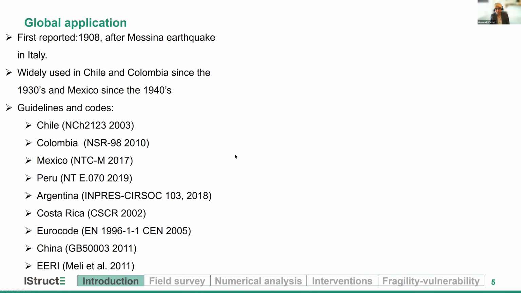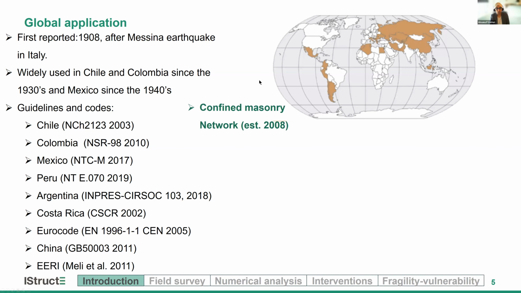So we will look at the global application of this typology. It has been in practice for almost the last century now, and it's very widely used all over the world, as you can see in this map. There's also a confined masonry network established in 2008, which is promoting the use of confined masonry around the world. And as you can see, there are several national and international guidelines and building codes available for confined masonry construction in countries where it is very predominantly used.